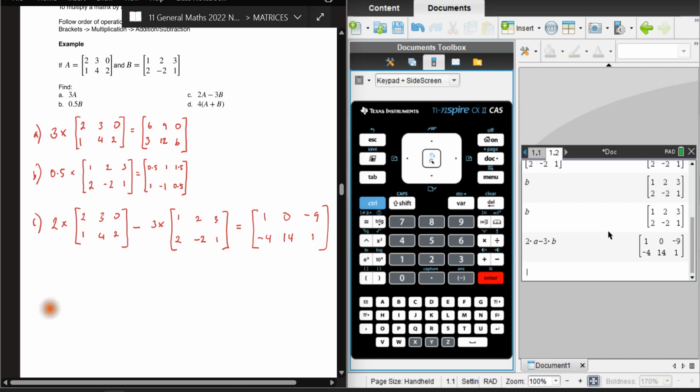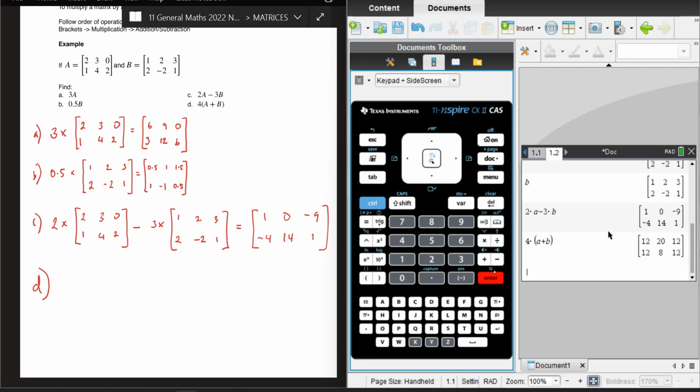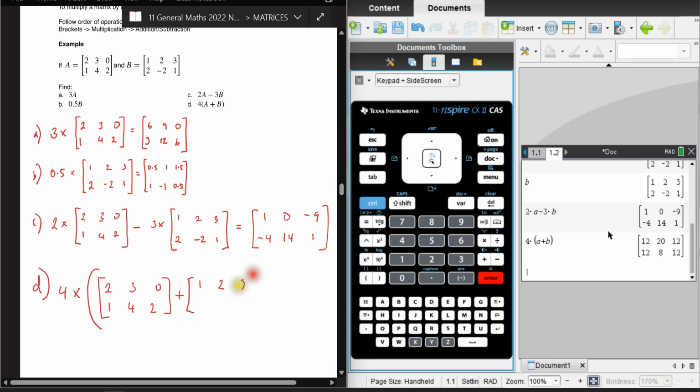Now for D, okay, look at D. That's really easy. Just type it in as you see on your calculator because you've already done matrix A and B. So all you've got to do is 4 times A plus B. So A plus B. And then that should give you your answer right there. Okay, so what that asked us to do was 4 times, if you want to do the full working out, matrix A, so 2, 3, 0, 1, 4, 2, plus matrix B, which was 1, 2, 3, 2, -2, and 1.